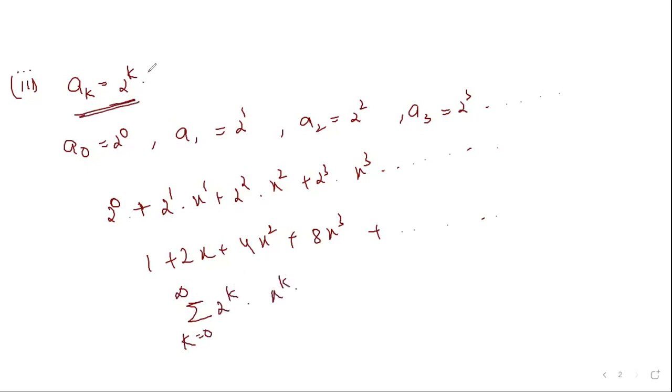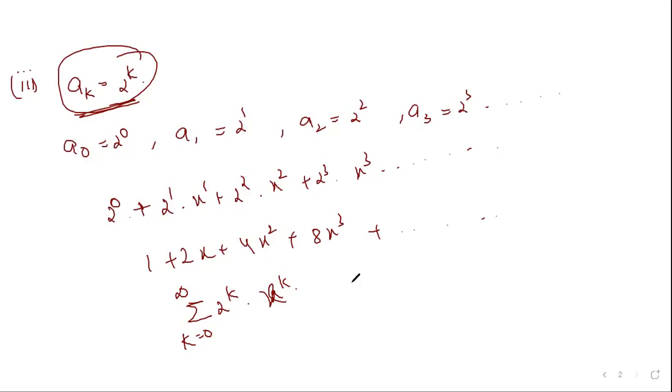What are we doing basically? To this ak, we are adding the sigma k equal to 0 to infinity and multiplying it with x power k. That's it.